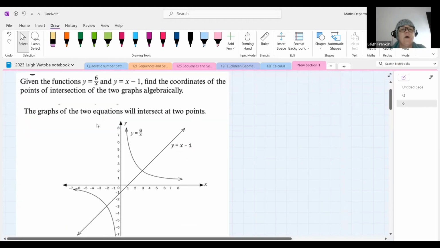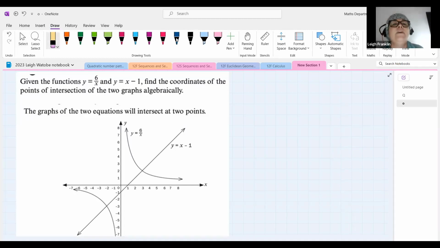This really is quite a simple example because the hyperbola has not been shifted to the left or to the right or up or down. How do I know that? How do I know that the hyperbola has not been shifted if I just have a look at its equation, which is y equals 6 over x? How do I know it hasn't been shifted?